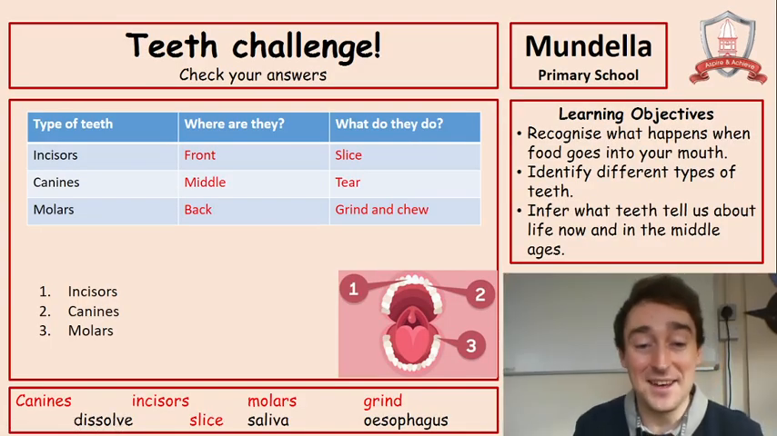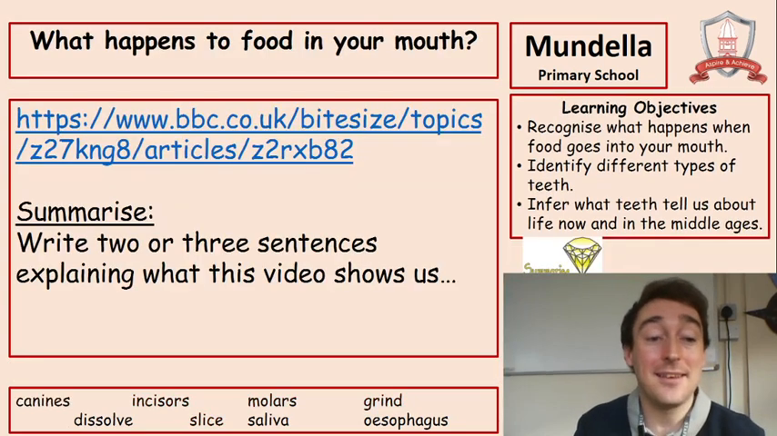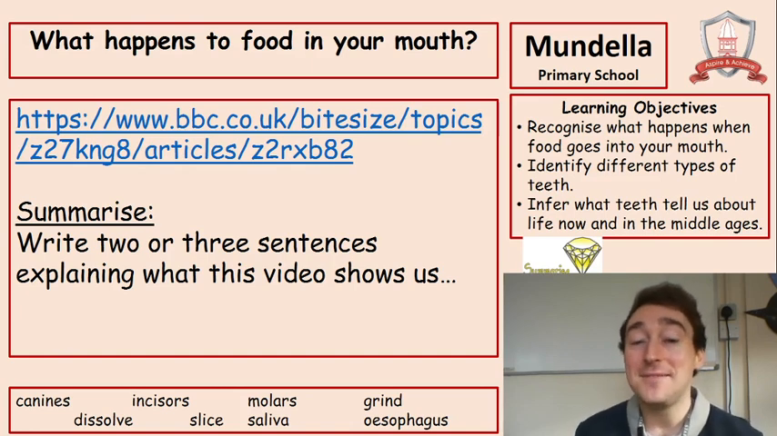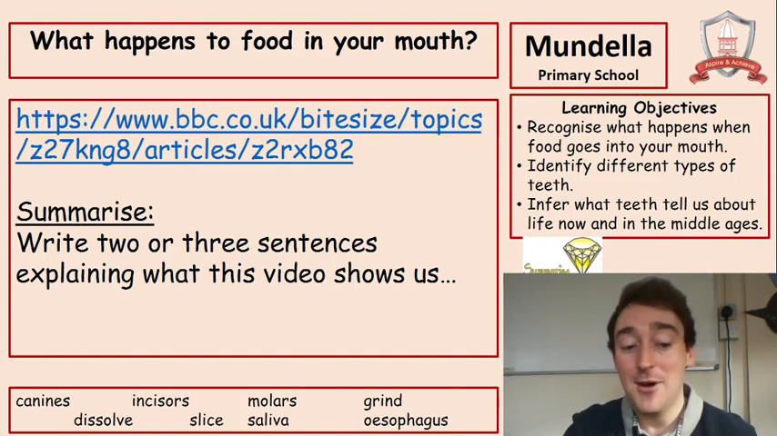Okay, very good. Right, so let's have a look then. Now we've seen the video. What do we need to do? We need to write 2 or 3 sentences explaining what this video shows us. So you can look back at the video and I want you to explain what it actually tells us is happening. Pause the video now and then unpause when you're ready. And we'll have a look in 3, 2, 1.